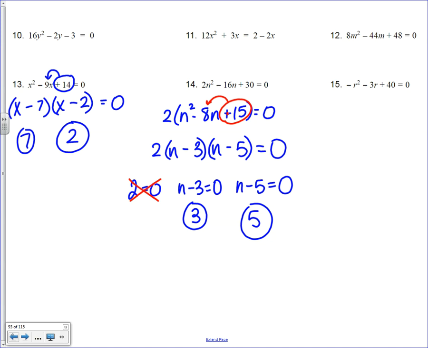Okay, why don't you take a second, and I want you to try number 15. Okay, notice it's equal to 0. Pause this video, go ahead and factor out a GCF, and then solve it.